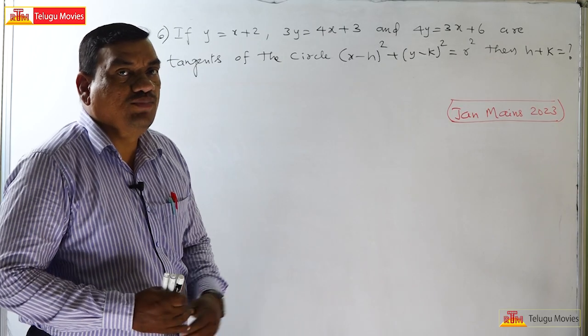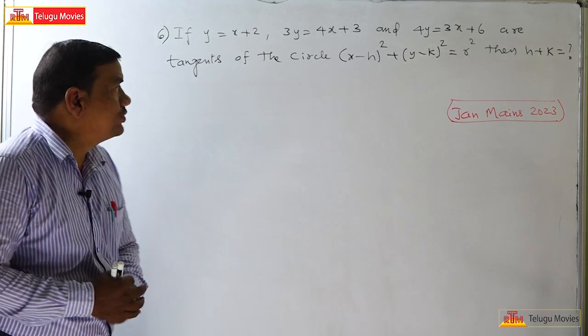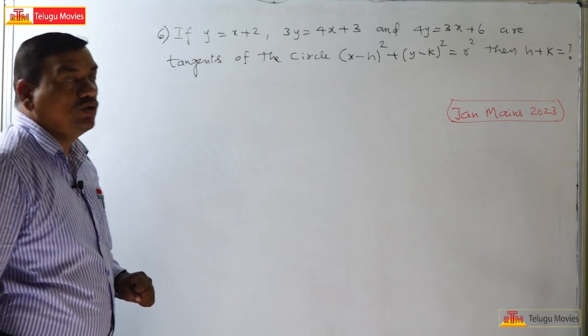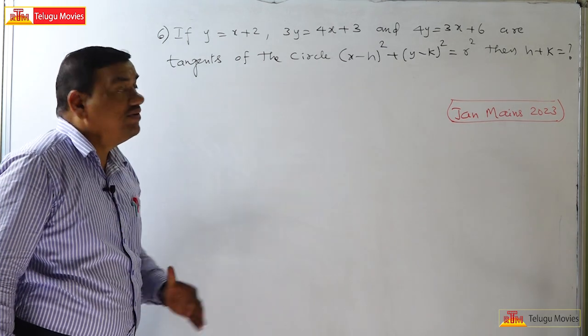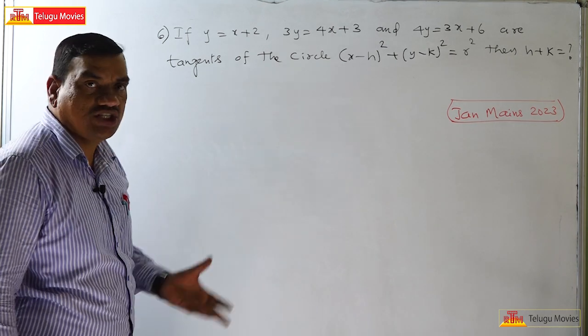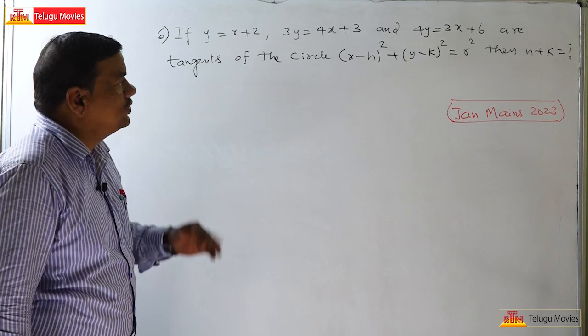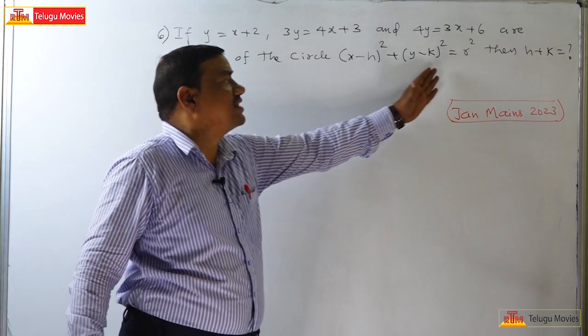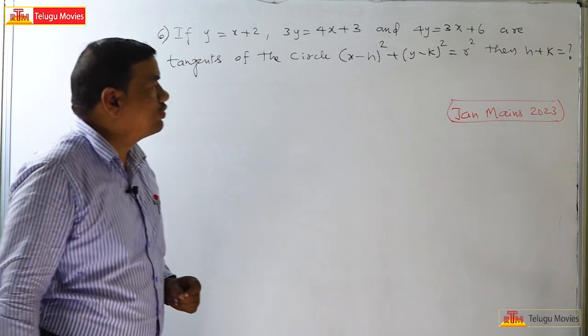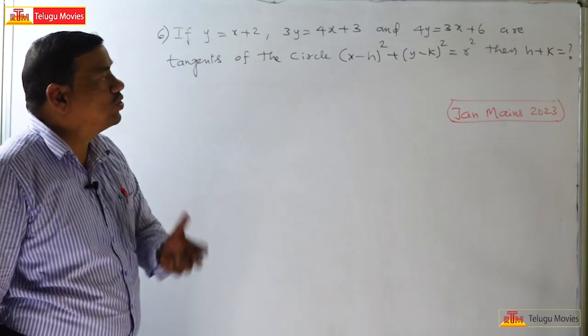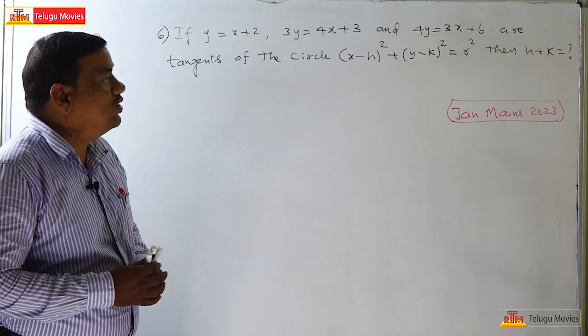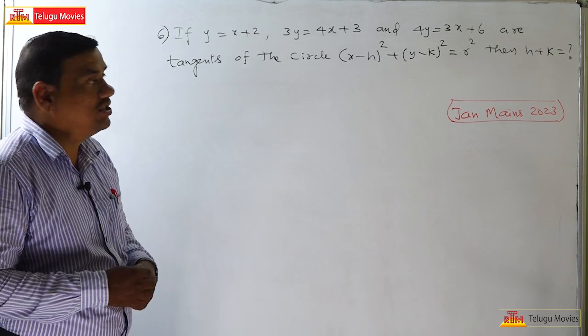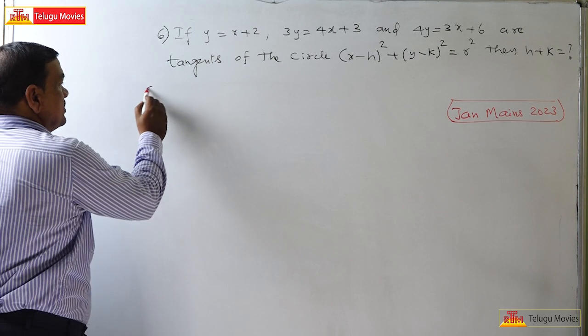Hi students, welcome to this problem from geometry. So here, y is equal to x plus 2, 3y is equal to 4x plus 3, it is a straight line, 4y is equal to 3x plus 6, a straight line, are tangents of the circle (x minus h) whole square plus (y minus k) whole square is equal to r square. Then the value of h plus k is equal to how much?